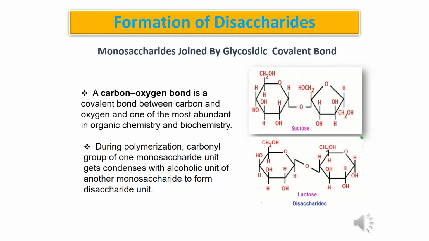Then we will discuss the details of bond formation. A carbon-oxygen bond is a covalent bond between carbon and oxygen and one of the most abundant in organic chemistry and biochemistry. During polymerization, the carbonyl group of one monosaccharide unit gets condensed with the alcoholic unit of another monosaccharide to form a disaccharide.